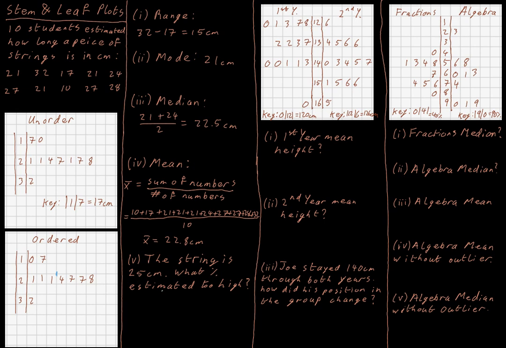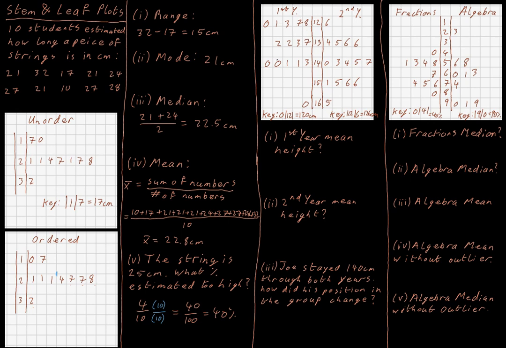The string is actually 25 centimeters long. What percentage estimated too high? Let's look at our ordered stem and leaf, and we have 1, 2, 3, 4 people who estimated too high out of a total of 10. That'd be 4 out of 10. To turn that into a percentage, we could turn it into a decimal and multiply above and below by 100, but in a case like this where it's an easy thing to convert the denominator to 100, that's 40 out of 100, which is 40%.